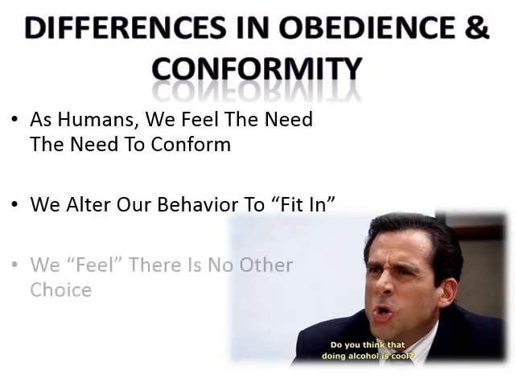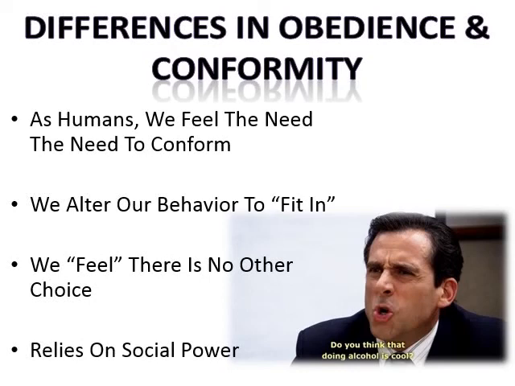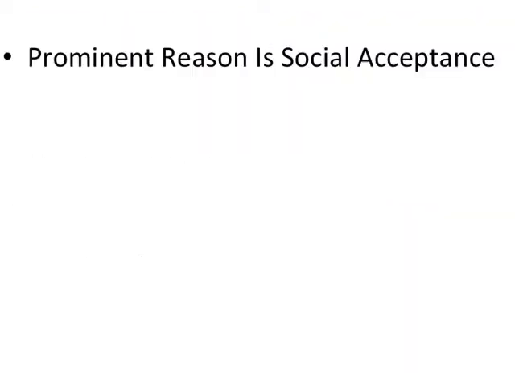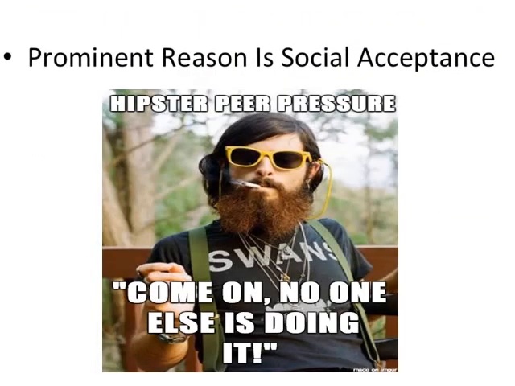Conformity, although it differs, means we alter our behavior to fit in with our surroundings. Compared to obedience, it's a demand from someone higher up on the social class. We obey because we feel there's no other choice, thus yielding to the orders being given. For obedience to be executed, it needs to rely on social power. While with conformity, one of the prominent reasons is social acceptance.